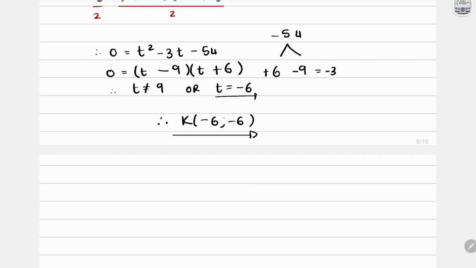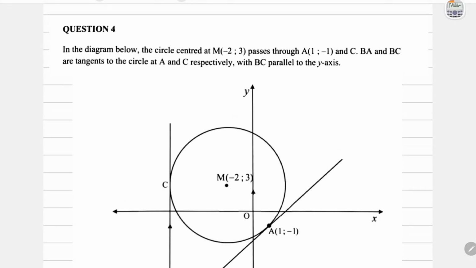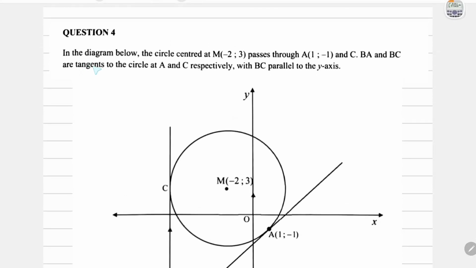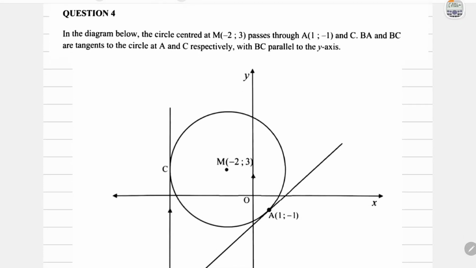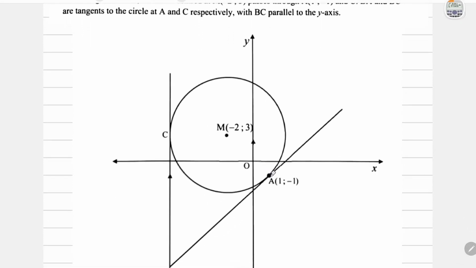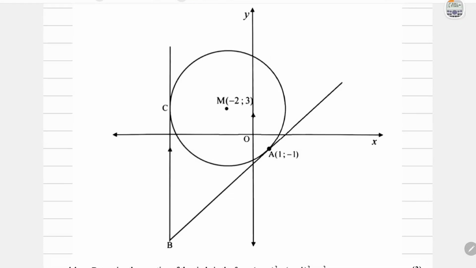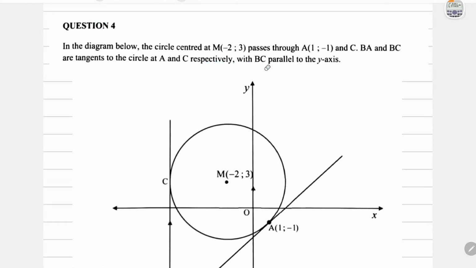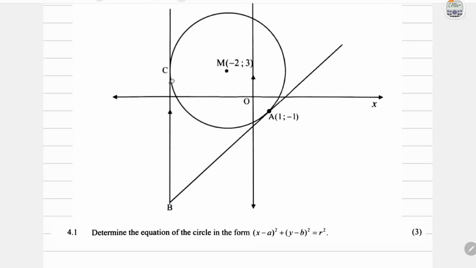And we finally move on to question 4. Okay, so we are on question 4. And question 4 says, in the diagram below, the circle centered at M is, we have this point, negative 2 and 3. Okay, so we have a circle centered at M, and it passes through A, which is 1 and negative 1, and C, which they do not give us over there. Then they tell us that BA and BC are tangents to the circle at A and C. So those are very important. We have tangents over there, respectively, with BC parallel to the y-axis. Okay, so this line is also parallel to the y-axis.